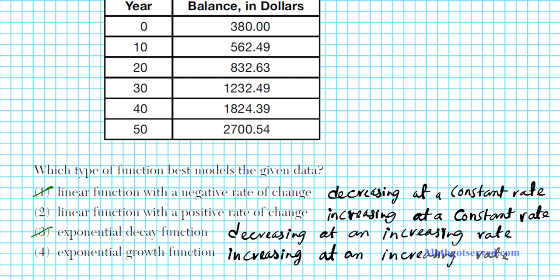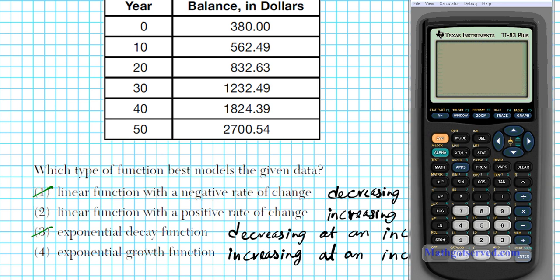Let's go ahead and see the rate of increase. Let's look at it from 0 to 10 years. How do we know the increase? You just subtract the initial amount, 380, from the final amount, 562. And the increase is 182. Now from 10 years to 20 years, what's the increase? It's the final amount, 832, minus the initial amount, which is 562. What do you notice is happening here? Are these two rates of increase the same? The answer is no. It's increasing at an increasing rate.